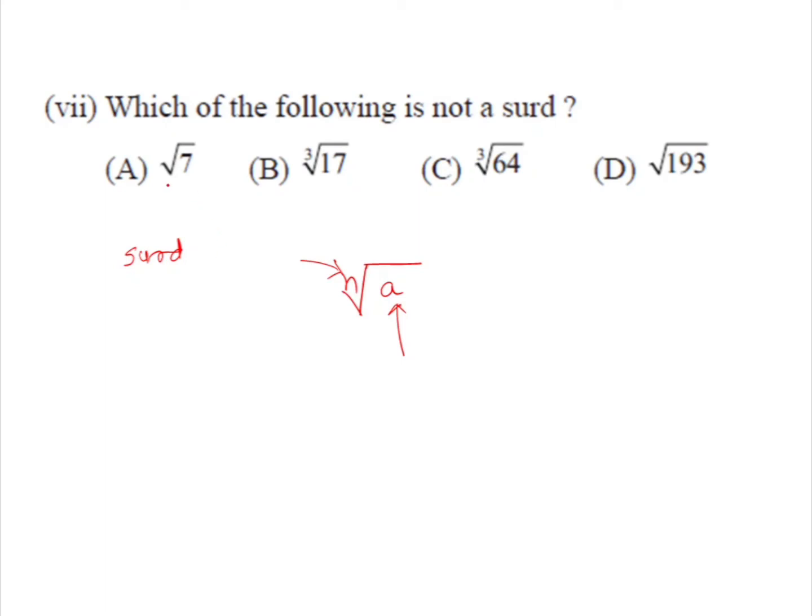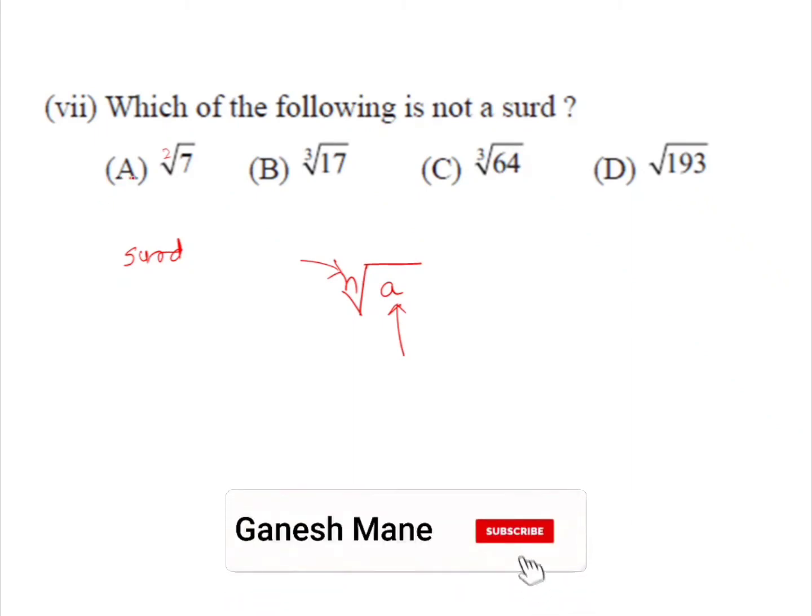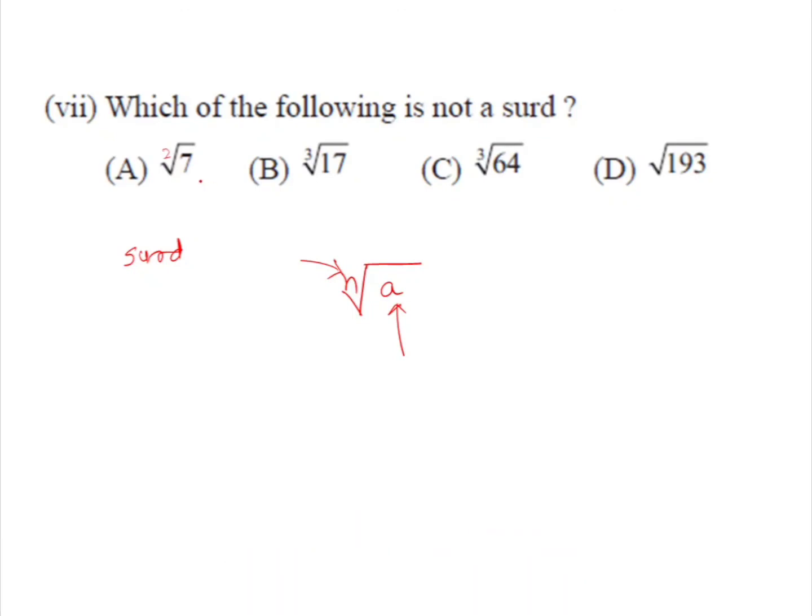So if we consider the first number, root 7, where the order of the surd is not given, and here 7 is not a perfect square, which is a positive number. So the whole number, that is the square root of 7, is a surd. So option A is a surd. We have to find which of the following is not a surd. In the same way, all the three conditions are satisfied by option B, so it is also a surd.